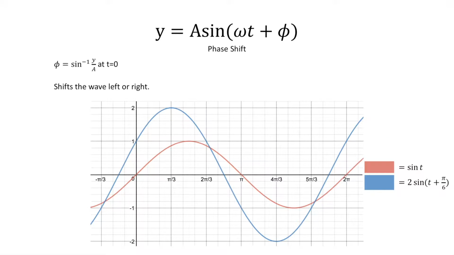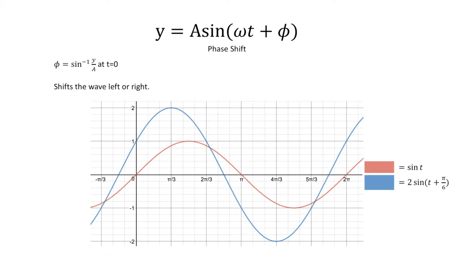Phi is representative of phase shift. The phase shift is the angle of phase of the sine wave and is defined by the inverse sine of the y-intercept divided by the amplitude when t is equal to 0. The result of phase shift is a moving to the left or right of the function along the time axis.